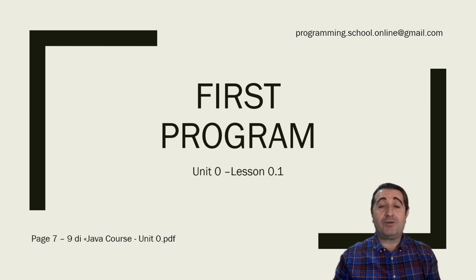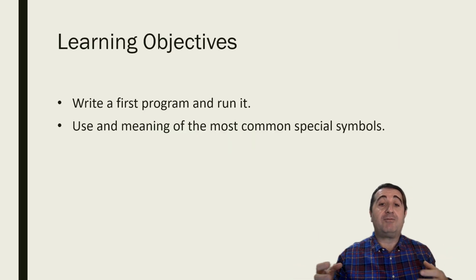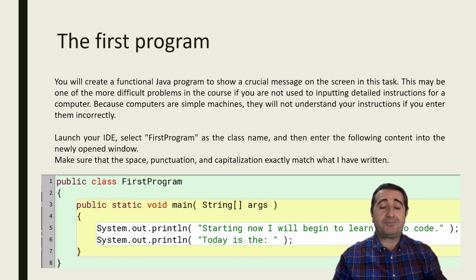But before moving forward, I want to remind you that everything I will say in this lesson you will find in the PDF on pages 7 to 9. Now, moving forward, the learning objectives of this lesson are to write our first program and run it, and to learn the meaning of the most commonly used special symbols. Now, let's look. I will ask you now to copy this code.